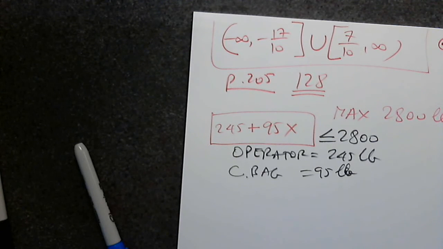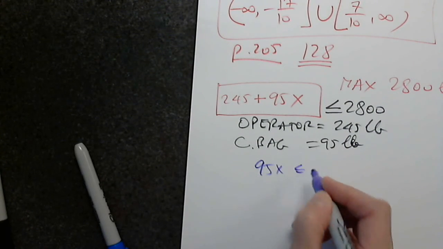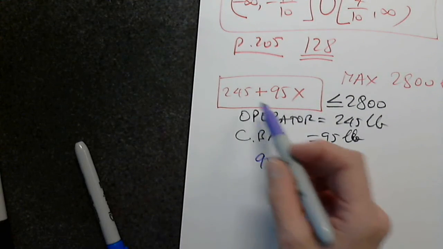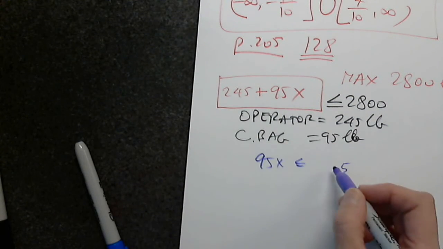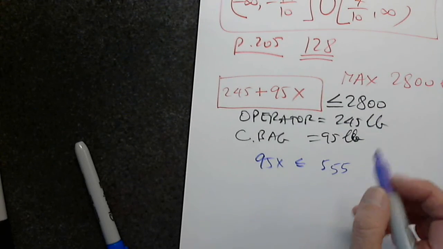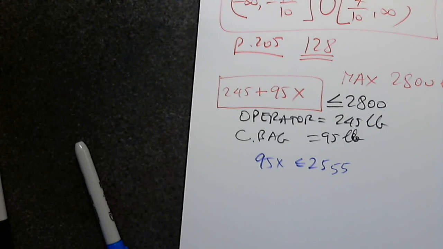How do we solve it? What do we have to do first? Of course, we have to subtract 245. So we have 95x is less than or equal to 2,800 minus 245. I have a 5. I have another 5. And 2 from 7, I think I have a 5. So correct me if I'm wrong. I think I'm okay, but maybe not.